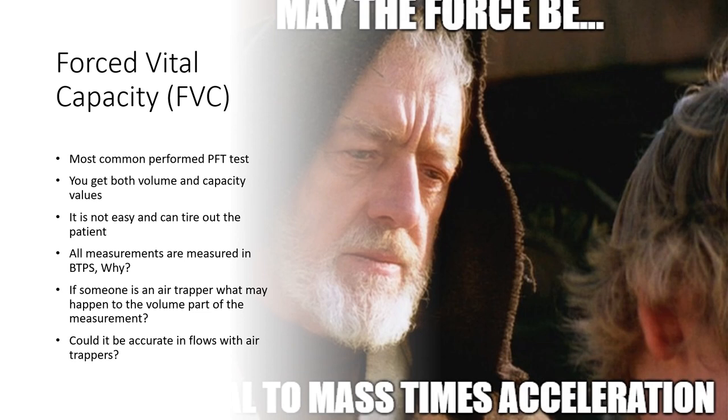All right, we talked about the slow vital capacity. Great for looking at volumes and capacities. We do not get flow rates. However, with a forced vital capacity, we get both volumes and flow rates. The forced vital capacity is the most commonly performed PFT test. I'll repeat that again because it's a great exam question. It is the most commonly performed pulmonary function test. You get both volumes and capacities, and you also get flow rates from it.